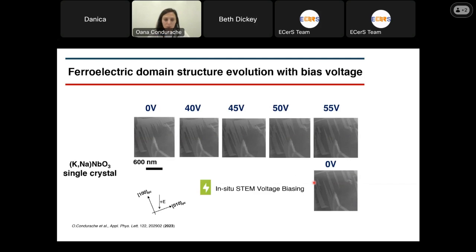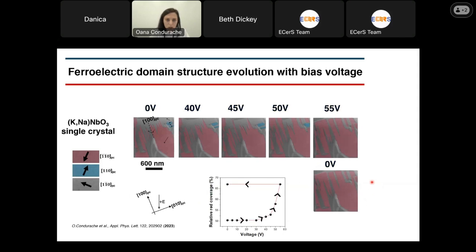This is one example where we are applying an electric field in situ and looking at what happens with the domains and with the domain walls. This is the case of a sodium potassium niobate single crystal, and this is a sequence of TEM images at different voltages. To make it easier to follow, I colored the different domains. Here I have three types of domains, the red ones, the blue ones, and the matrix. When the electric field is applied, on this polarity it is the red domains that grow.